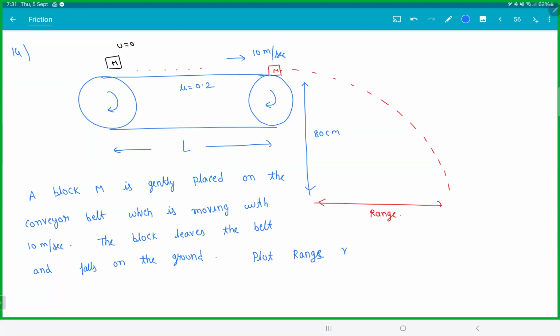versus L. L is the length of the belt. How will the friction be? Right or left?